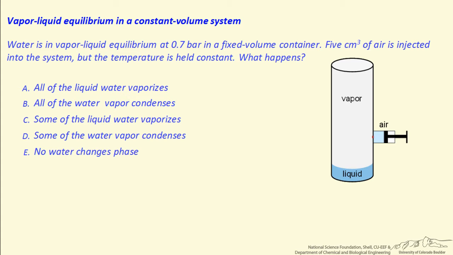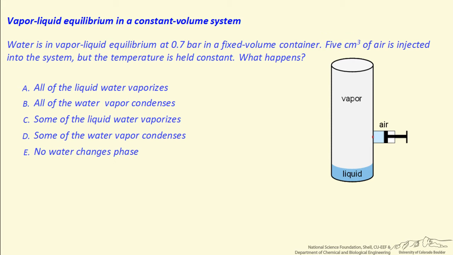In this screencast, we're going to look at an example where we have water liquid and water vapor in equilibrium in a fixed volume container. And then what we're going to do is, through a septum, inject some air, in this case 5 cubic centimeters of air, into the system. We're going to hold the temperature constant. And the question is, what happens?